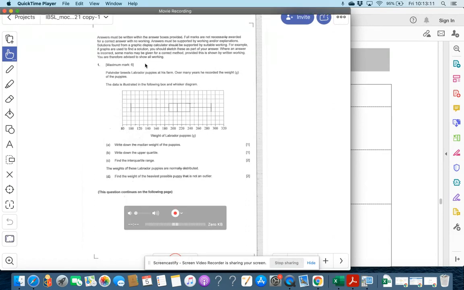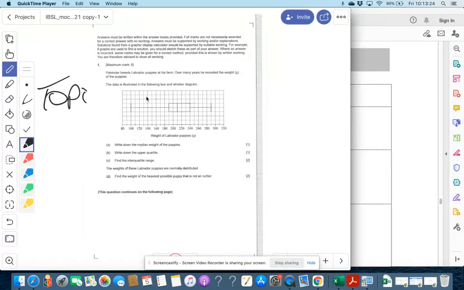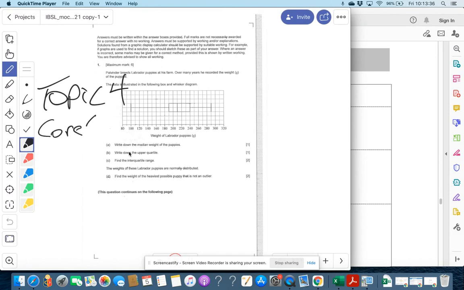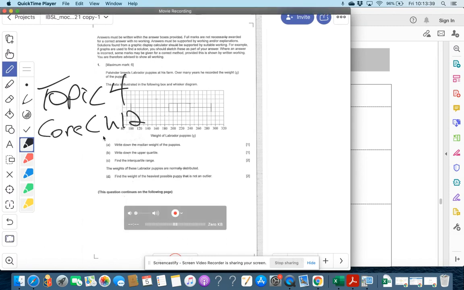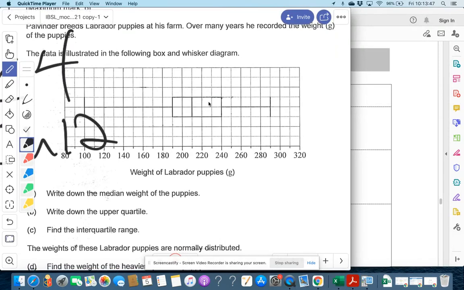All right, so this is a statistics question, which is topic 4, statistics and probability. We're going to use the formula booklet to answer some of the questions, and our knowledge from core chapter 12 to answer this question. All right, so you're given a box and whisker diagram here. You can zoom in a little bit. It's a little bit faded.